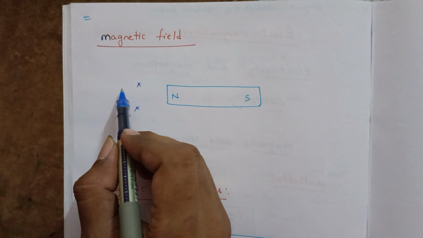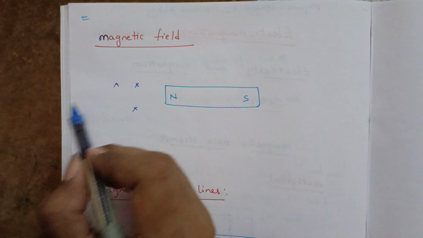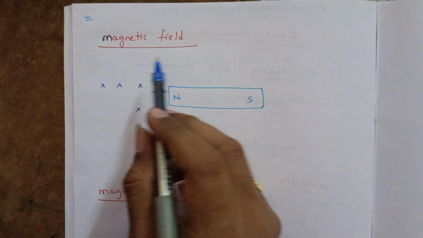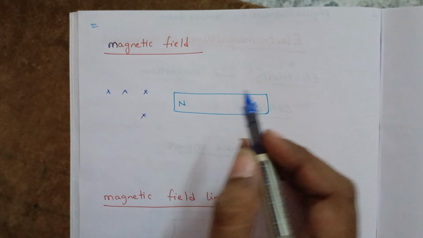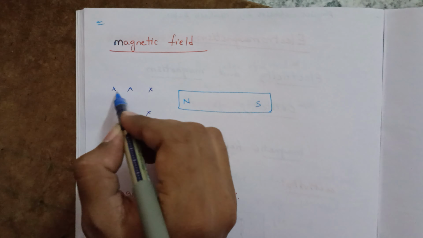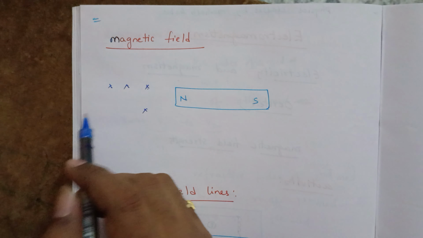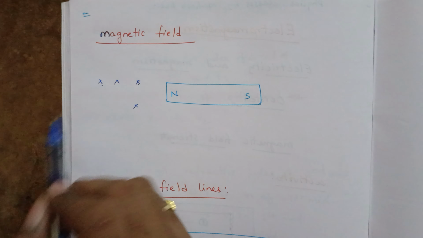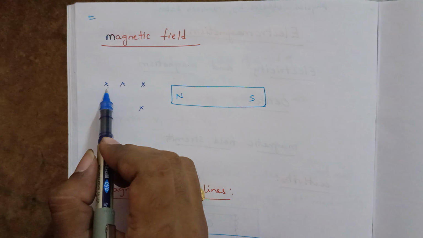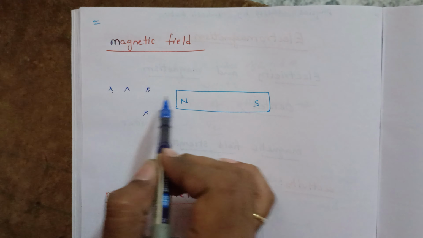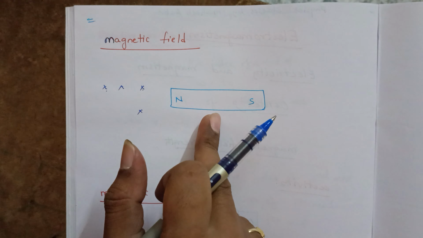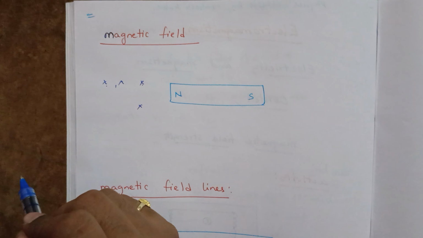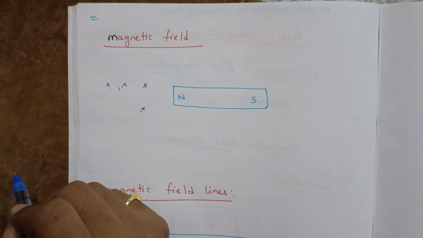Up to what extent will it be attracted? Here it will have some limit, no? For example, if I keep it here, it is attracting. If I keep it here, it is attracting. If I keep it here, it is not attracting. Means the magnet can attract only up to here. Let us take up to here. Beyond that, if I place it, it is not attracting.